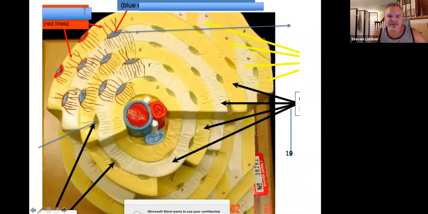Okay, what is number 19? Here's 19. What is this? Concentric lamellae. What is this? What are the red lines? Here. Canaliculi. What is this? Where the black arrows are at the bottom, the hollowed out space. Lacunae.